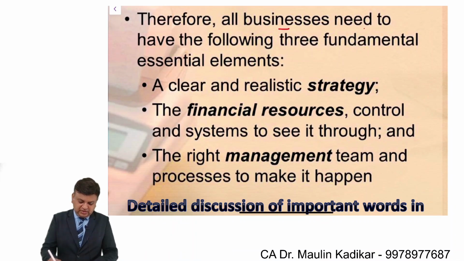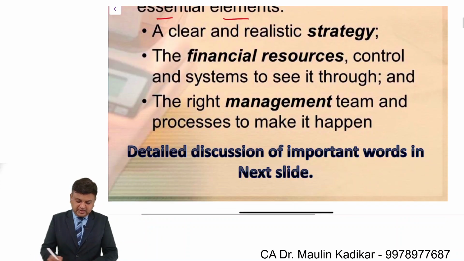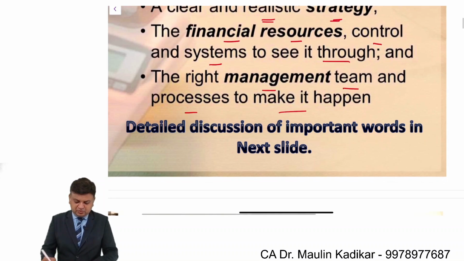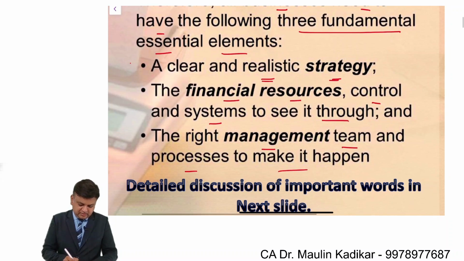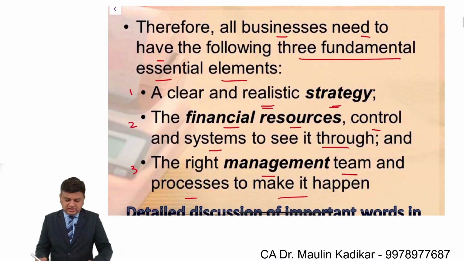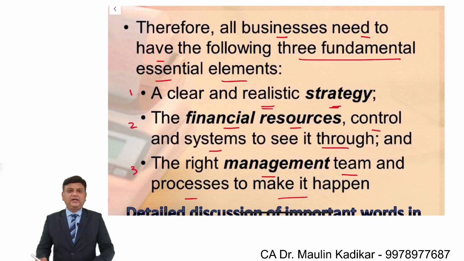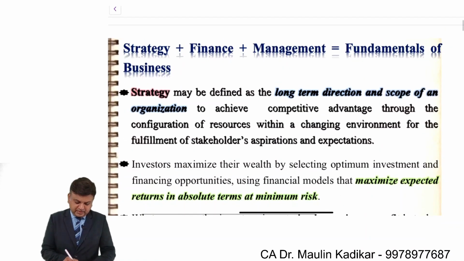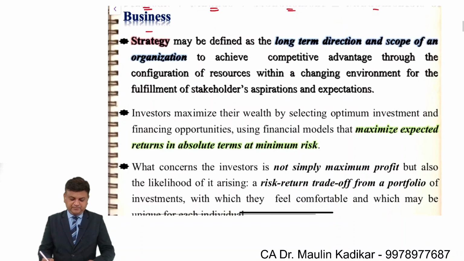Therefore, all businesses need to have the following three fundamental essential elements: a clear and realistic strategy, the financial resources, a control system to see it through, and the right management team and process to make it happen. So again, we understand that all these things are very important. The key points and head points are there, and detailed discussion has been made. Strategy plus finance plus management, that is the fundamentals of the business.